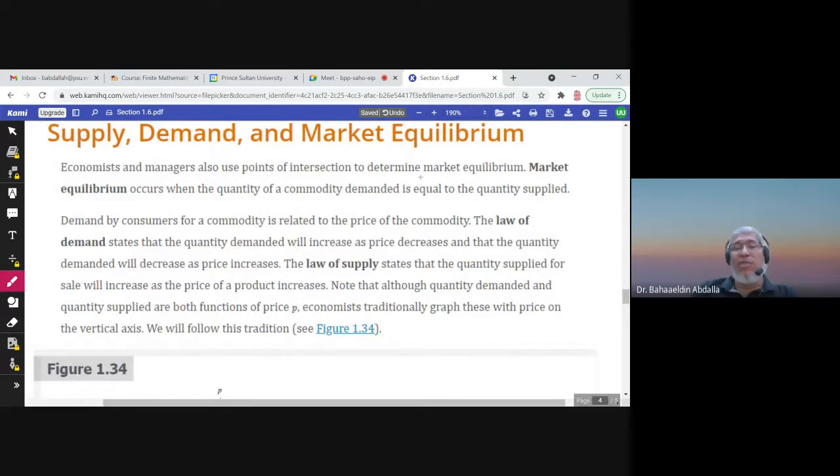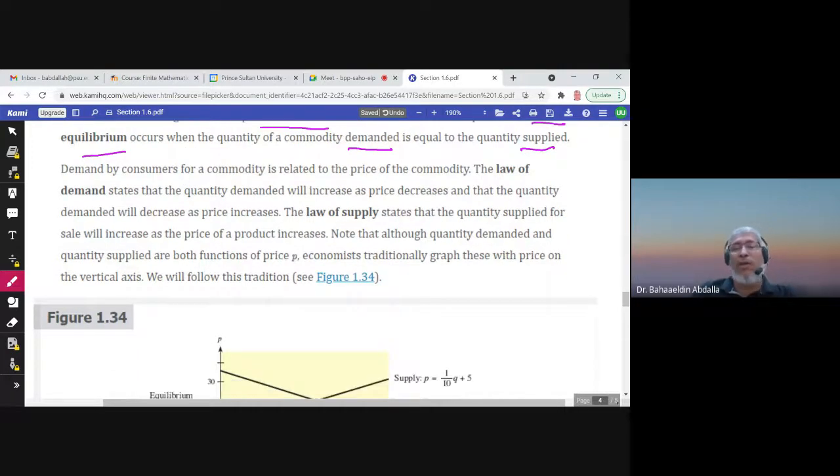Well, the point of intersection between supply and demand will give you the market equilibrium, when the quantity of commodity demanded is equal to the quantity supplied. Now, the demand is related to the price. When we increase the price, the demand will decrease, and when we decrease the price, we will have more demand. This is called the law of demand.